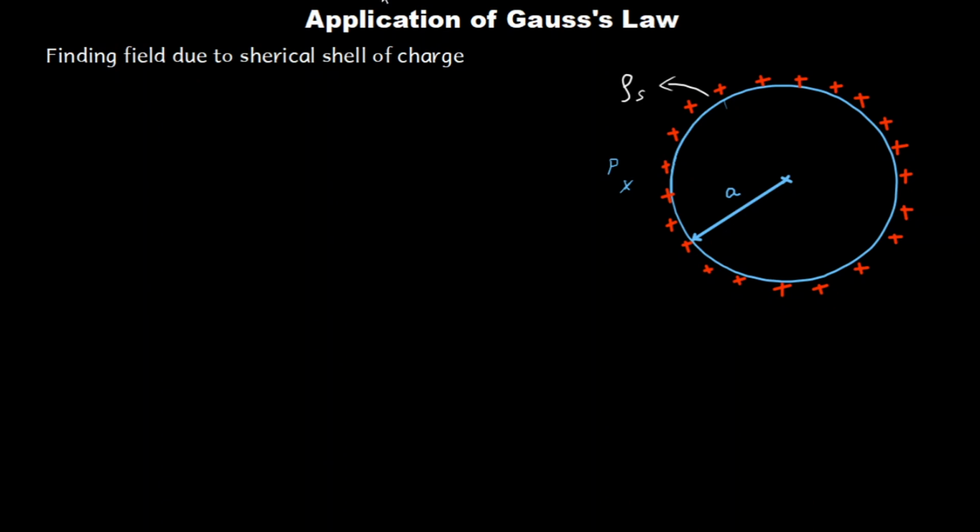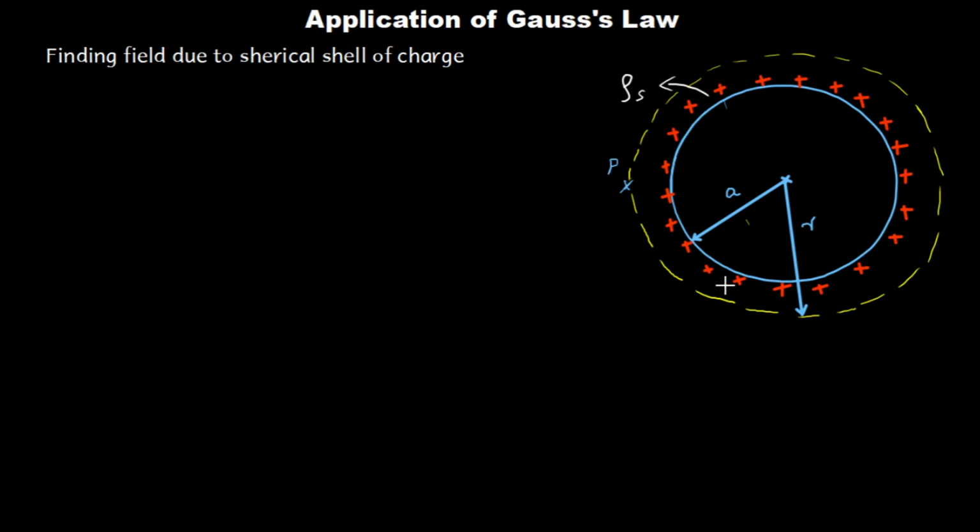So let me construct a Gaussian sphere which passes through my point P. So this is my Gaussian sphere which passes through my point P, and let the radius of this Gaussian sphere be small r. Let me notate it using small r. Now what I need to find is the electric field intensity due to this shell of charge at this point P, which is just outside the shell of charge.